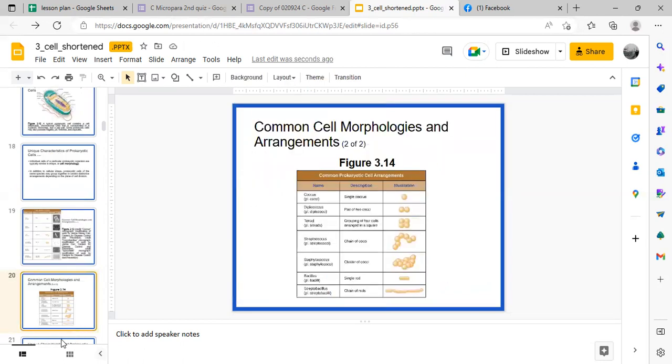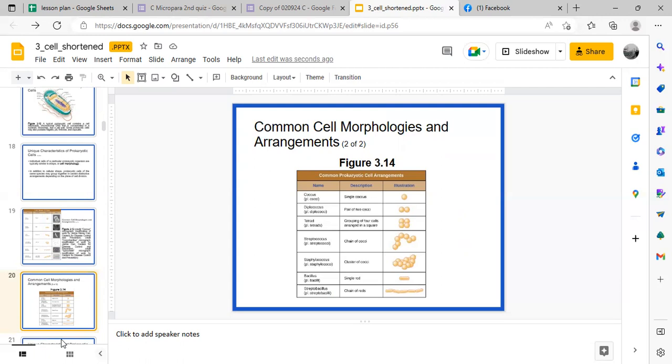Okay, so in terms of arrangement, no? So we add a prefix. So besides the shape, so pag singular, halimbawa, yan, coccus, isa lang. Pag dalawa siya, we call it diplococcus. Pag apat na magkasama, tetrad.